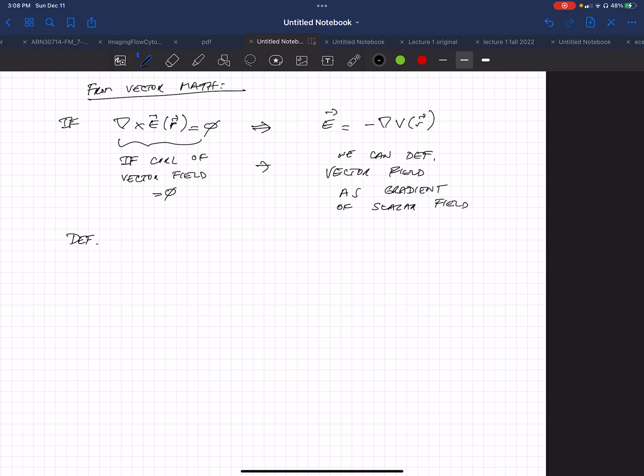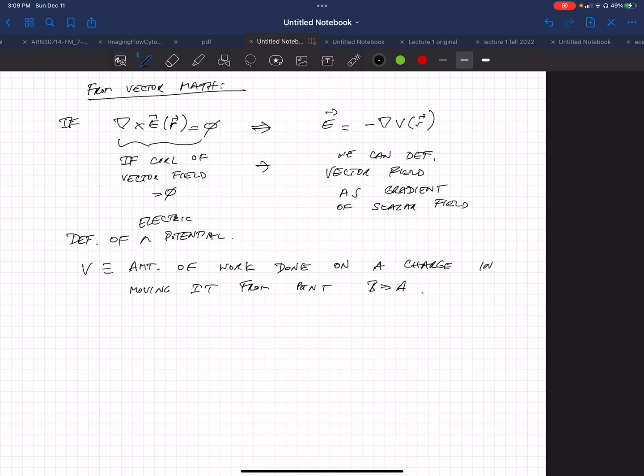So the definition of potential for electric potential, and we call it voltage, is the amount of work done on a charge in moving it from point B to point A. So that is equal to minus the integral from B to A of E dot dl.